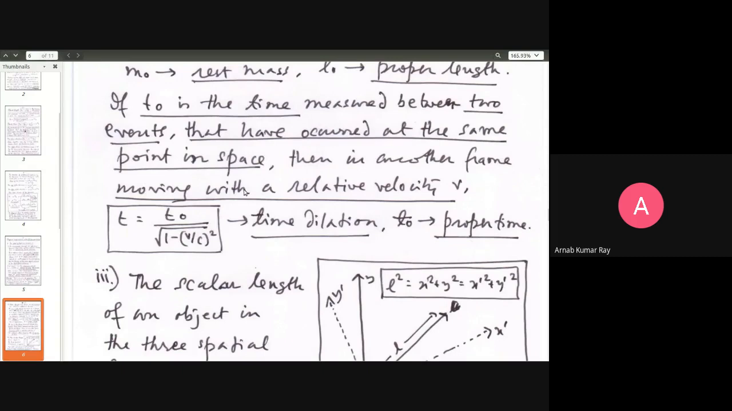So when you talk about events that have occurred at the same point in space, such as your little game of throwing a tennis ball up and catching it back again as it falls down into your hands, what you measure in between these two events is known as proper time T naught. T naught is the time measured between two events that have occurred at the same point in space.